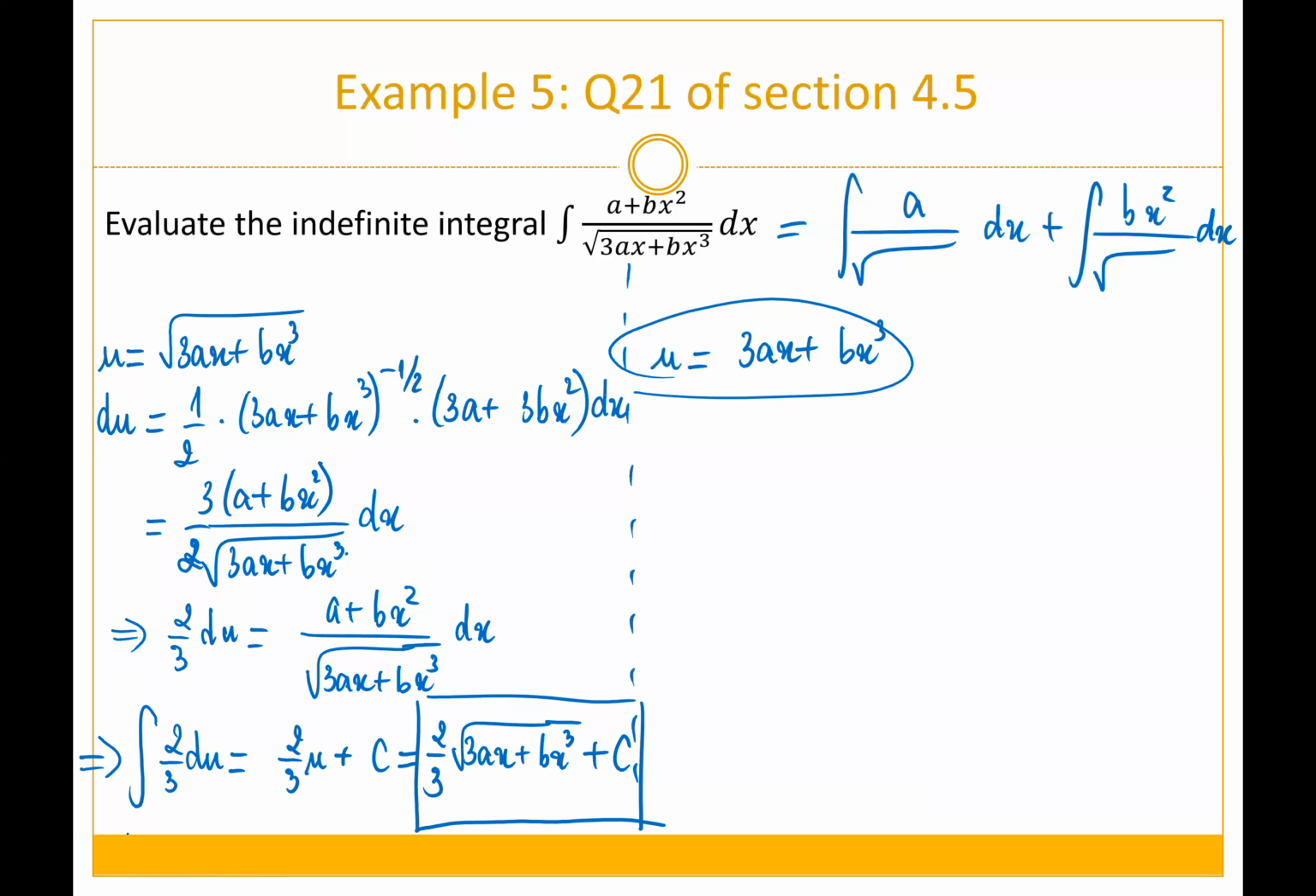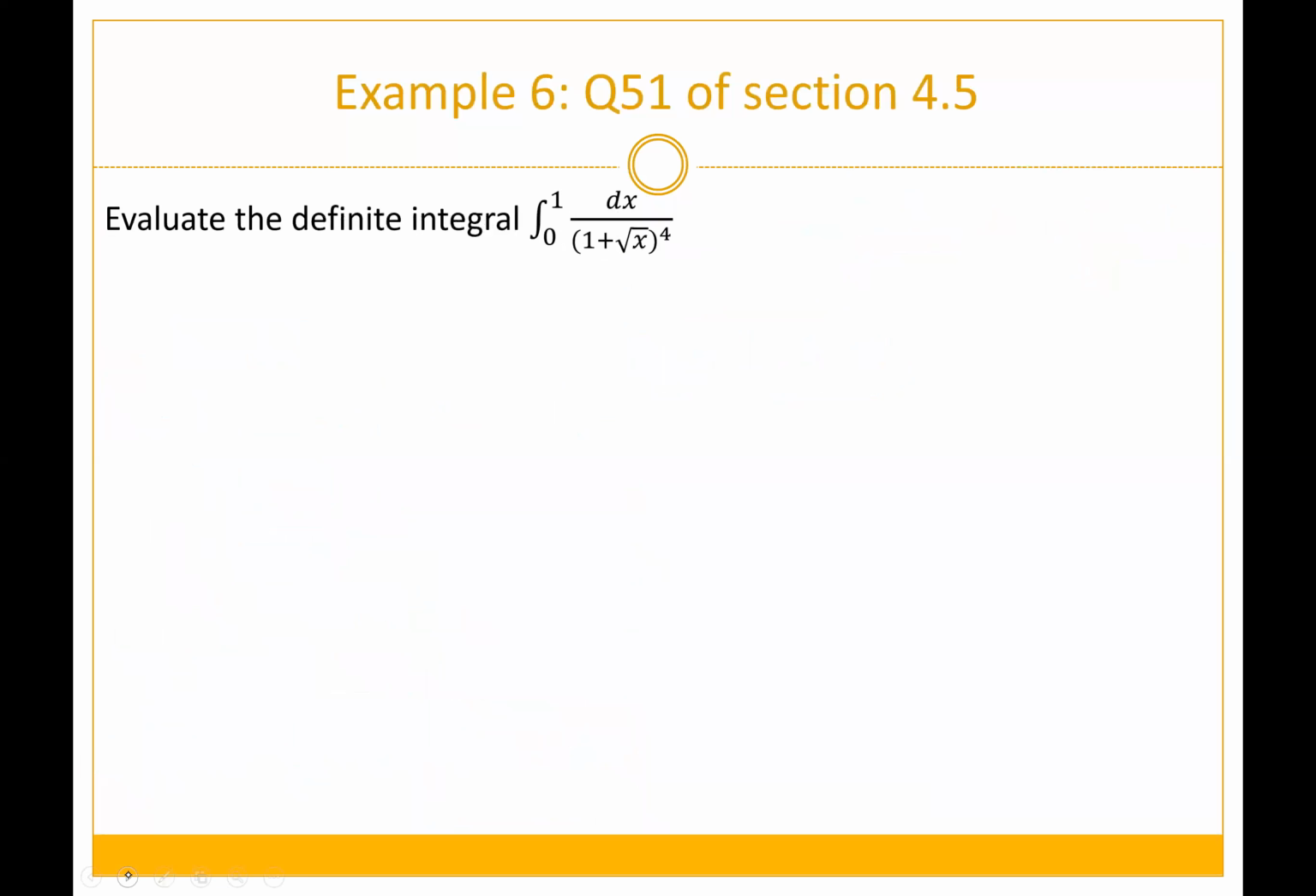Again, if you have any questions, please feel free to email me during the week. I try to put this one up early so that you guys can have a look at it and email me with questions. Now it's example 6, which is also the last example. Question 51 of section 4.5. Evaluate the definite integral from 0 to 1 of dx over (1 + square root of x) to the 4th.